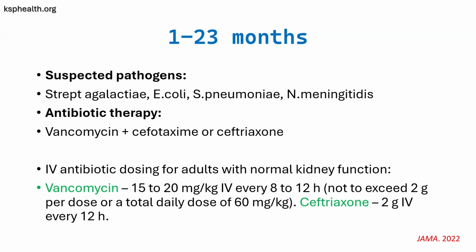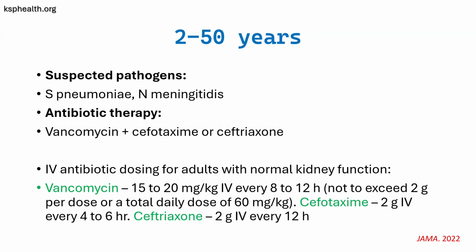Ceftriaxone 2 gram every 12 hours. In children, 100 milligram per kilogram per day. When the patient is 2 to 50 years, the suspected pathogens are strep pneumo and Neisseria. Antibiotic therapy needs to be vancomycin plus cefotaxime or ceftriaxone. The vancomycin is added for resistance when the ceftriaxone resistance is more than 1% in the population. The dose of cefotaxime is 2 gram IV every 4 to 6 hours, ceftriaxone 2 gram every 12 hours.